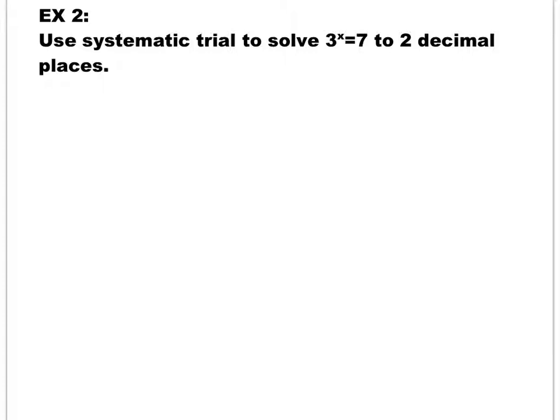In this example, we have to solve 3 exponent x is equal to 7. It is obvious, as you try it yourself, that there is no power with base 3 that is equal to 7. So we have to use either technology or another method which is called divide and conquer. The method is very simple. First we find the lower and upper bound for the value of x.